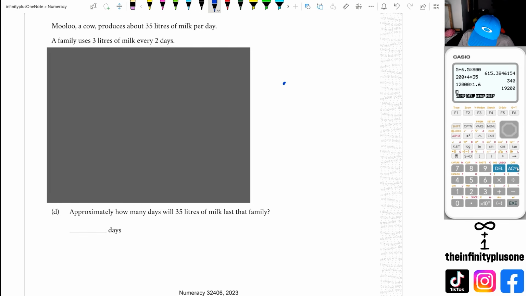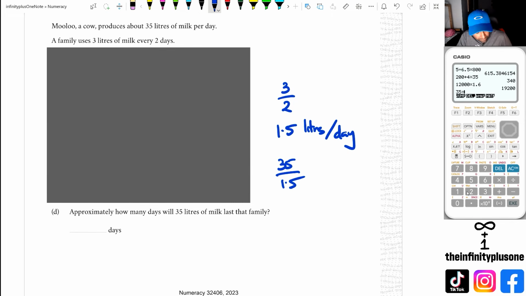So if you do that first, 3 divided by 2 gives you 1.5 liters per day. So if they have 35, then we're going to go 35 divided by 1.5. 35 divided by 1.5 is going to give us roughly 23.33. So approximately how many days?